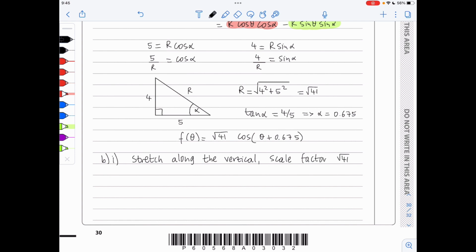And then for the translation, it's along the theta direction, along the horizontal, it's 0.675 units to the left. So we say translation by 0.675 units to the left. This describes the two transformations that take place to take us from cos theta to f of theta.